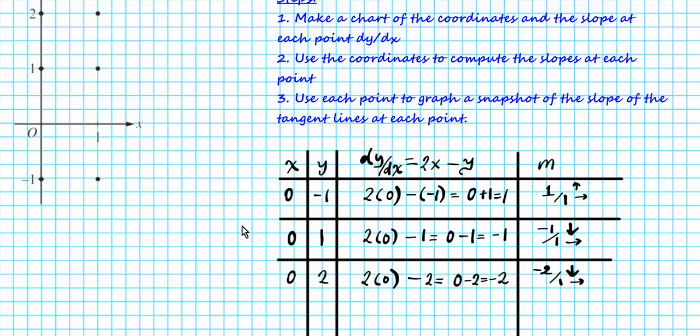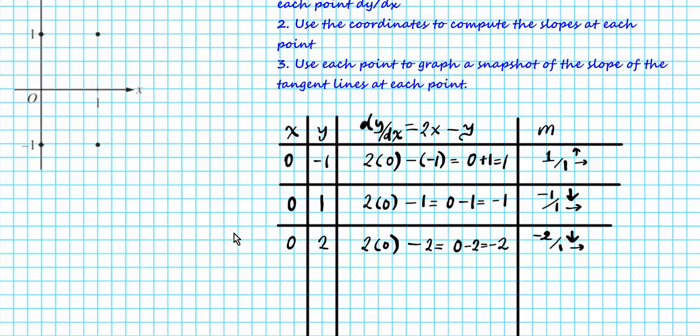Okay, now we're going to go over to our x equals 1 collection of points, and then compute the slopes at those coordinates. So we'll start with the bottom one. We have (1, -1). So x is 1, y is -1. So we're going to compute 2 times 1 minus -1. Okay, another thing you want to be careful about when inputting these values is you want to keep track of your coordinates.